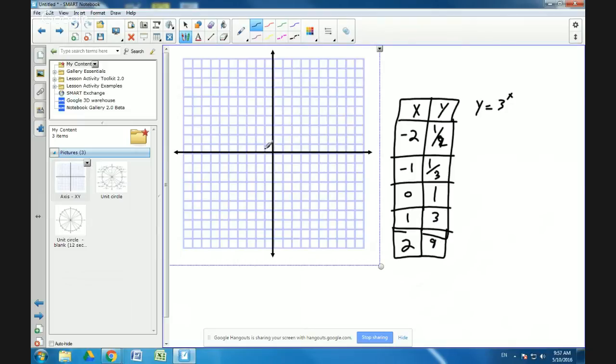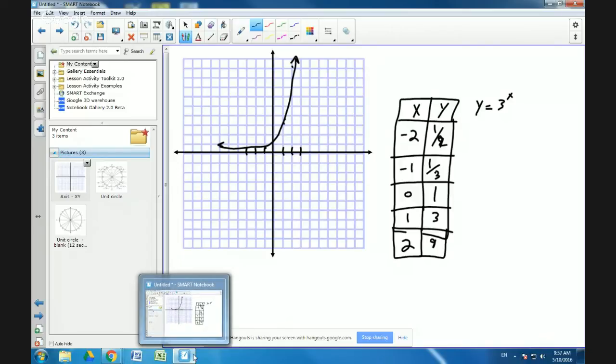And your graph should look like this, or close to this. So these are going to be your basic examples for an exponential function.